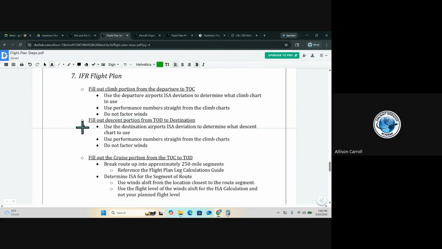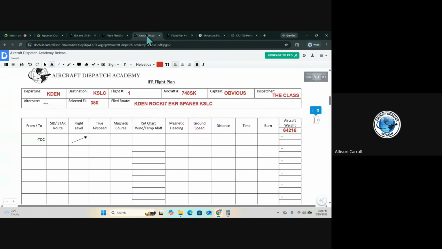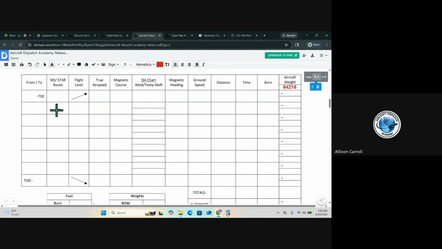Okay. The second part is fill out descent portion from top of descent to destination. And the third part is filling out the cruise portion from top of climb to top of descent. It is going to take everything within you to remember that order. Because once you get to this part right here, the natural way of doing things is to just go down the chart, right? To go down the table and start filling it out.